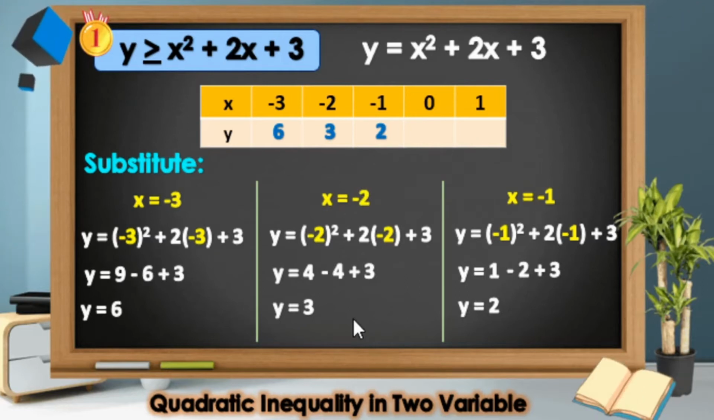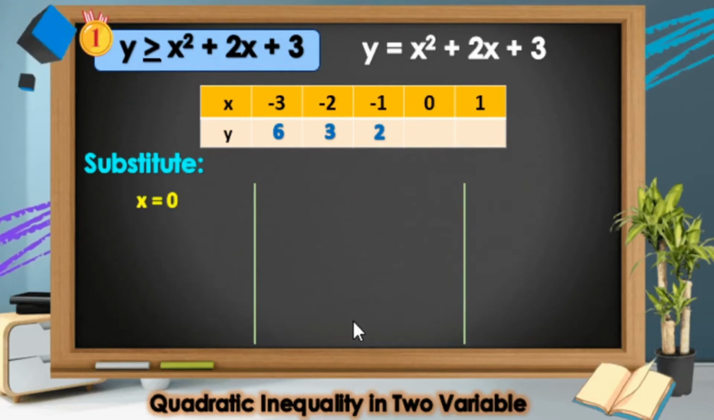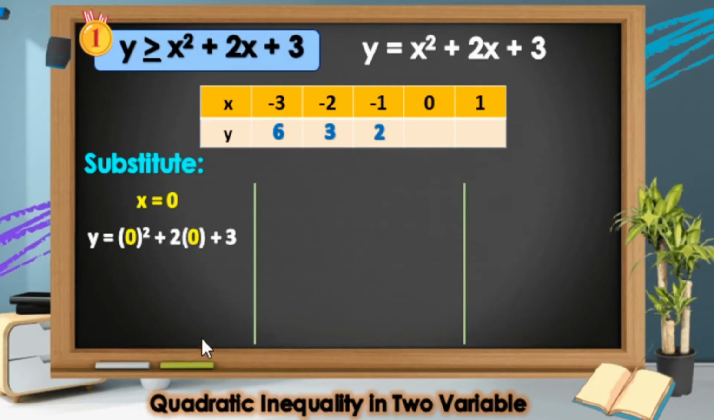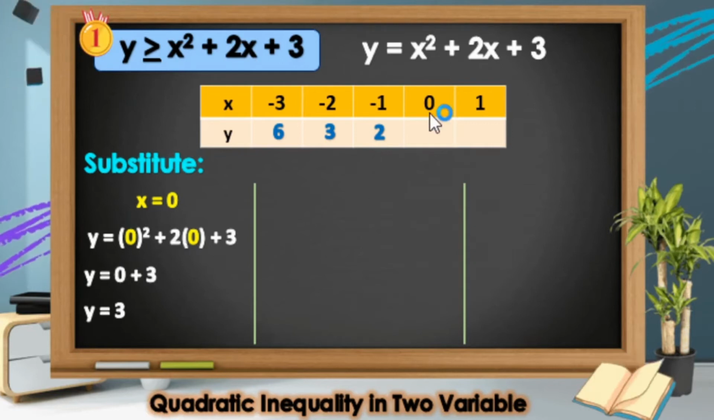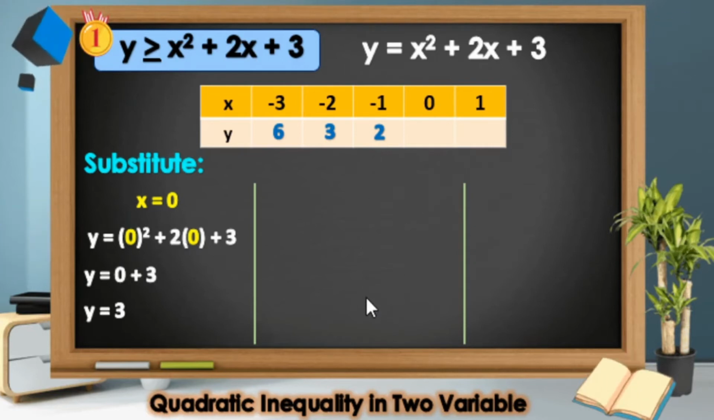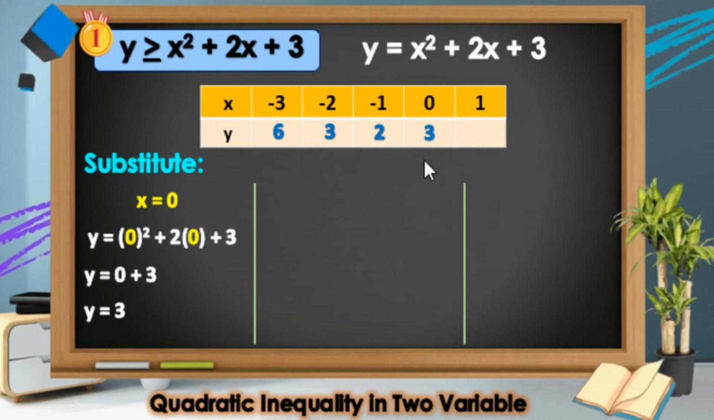How about 0? So, if x is 0, substitute natin yung 0 sa ating x. So, we will have y is equal to 0 squared plus 2 times 0 plus 3. So, syempre 0 na to. So, magkakaroon tayo ng y is equal to 0 plus 3. Therefore, the value of y is 3. So, if x is 0, the value of y is 3.